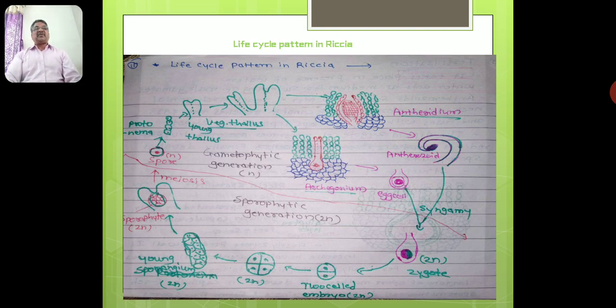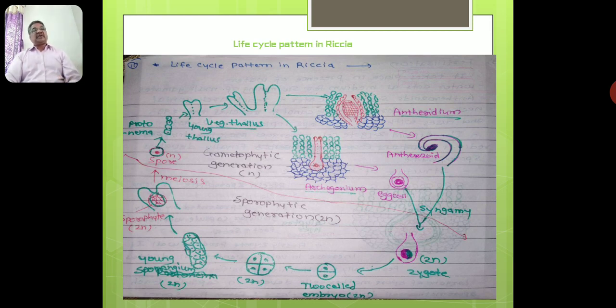So the sporophytic phase depends upon the gametophyte. The sporophytic phase is not independent. It does not grow separately, but its developmental stages go on developing within the gametophyte, within the thallus. So the sporophytic phase depends upon the gametophytic phase, and the gametophytic phase is independent.